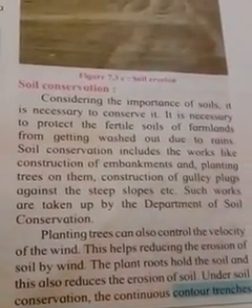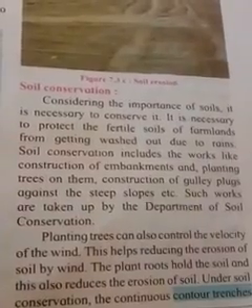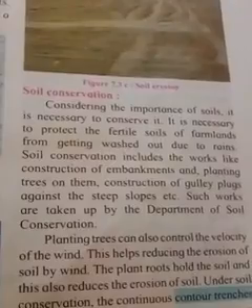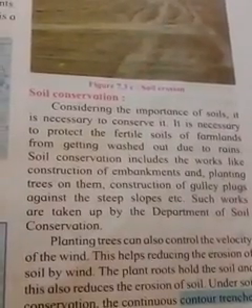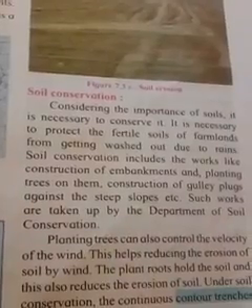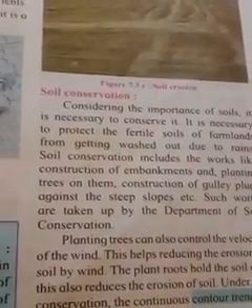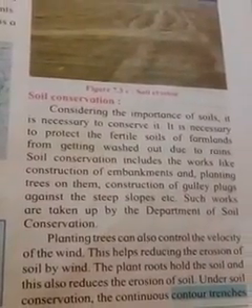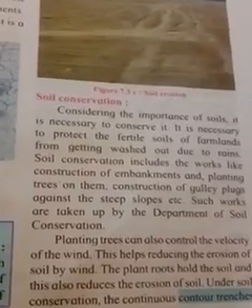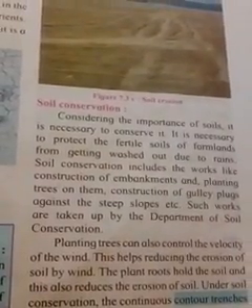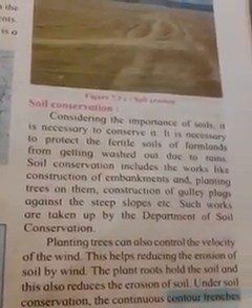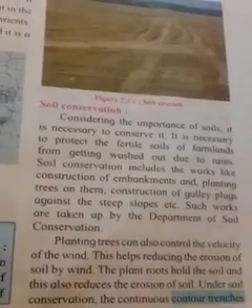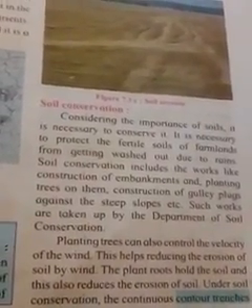It is necessary to conserve and protect the fertile soil and farmland from getting washed away by the rain. Soil conservation includes work like construction of embankments, planting trees, and construction of gully plugs on steep slopes. That means planting is important for soil conservation.